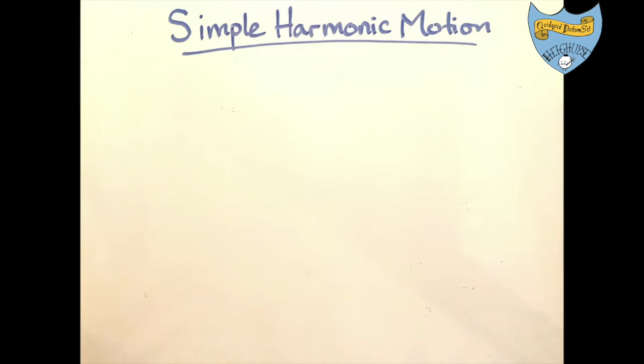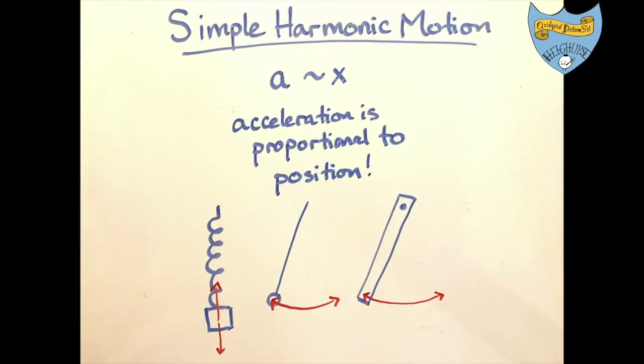Hey guys, let's learn about simple harmonic motion. To begin with, the definition of simple harmonic motion is simply that the acceleration is proportional to the position. The main situations where you're going to observe simple harmonic motion are for a mass on a spring, a simple pendulum, and what's called a physical pendulum, which is where it's a mass distribution where you can't claim that, say, all the mass is located at the end like you could for a simple pendulum.